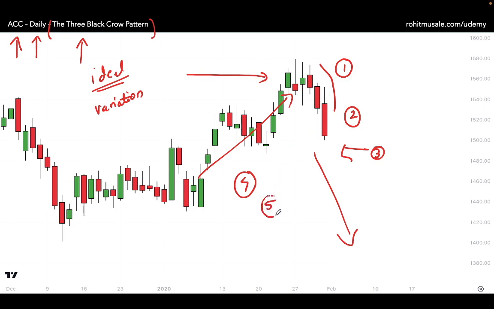Point number five, I would not use this pattern to initiate a trade because of the poor reward to risk ratio. If you were to go short here, then your stop loss would be here. That's a very poor reward to risk ratio.